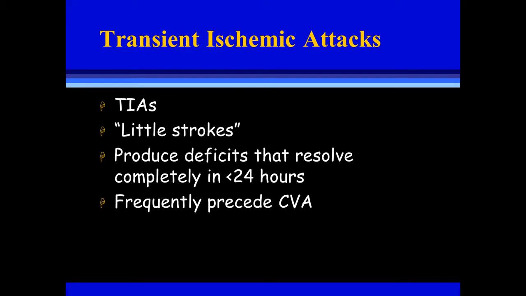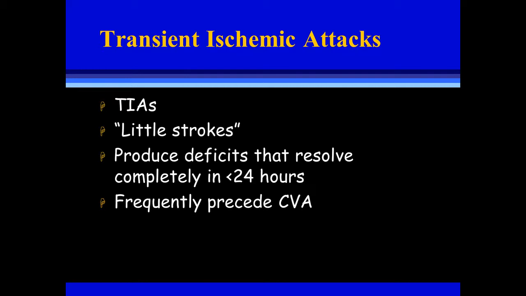All right. Transient ischemic attacks. So what we call TIAs, or little strokes, or mini strokes, a lot of people call them, produce deficits that resolve completely in less than 24 hours. Frequently, these precede a stroke. Basically, this is a stroke, usually a thrombotic stroke, that clears itself. Okay? And it can look exactly like a stroke, but basically the body, for whatever reason, is able to fix the problem. So the clot gets broken down, or it gets pushed through, or whatever it is, and they return to normal. It doesn't mean that they didn't have a stroke, it just means that they didn't have lasting deficits.